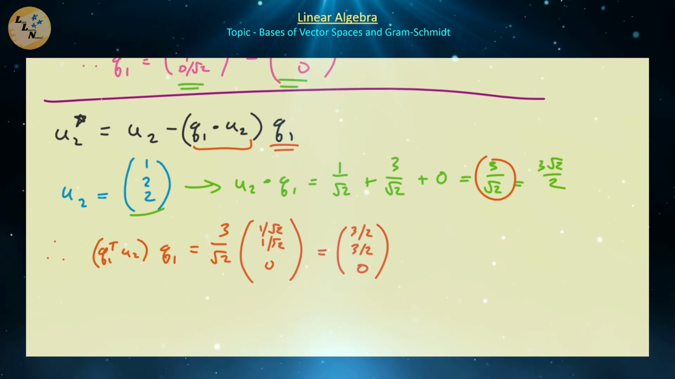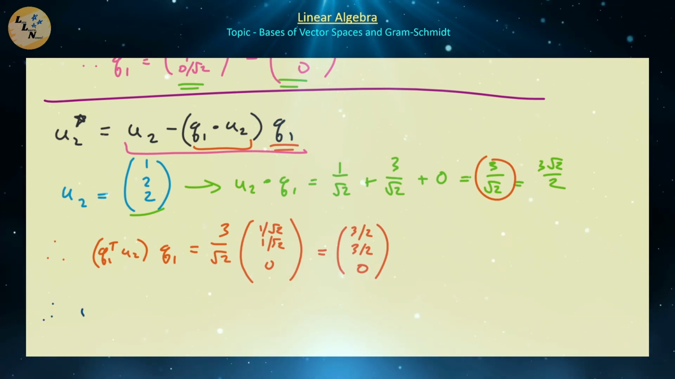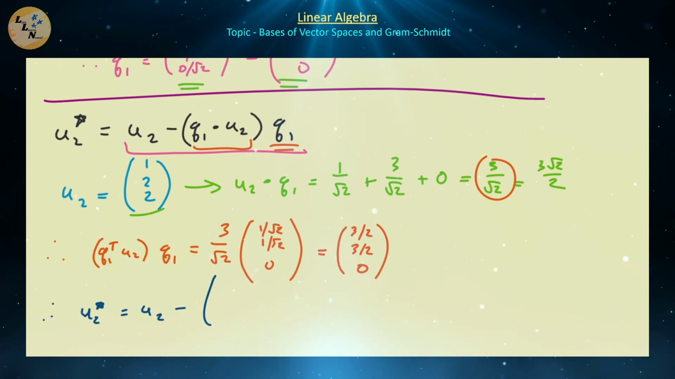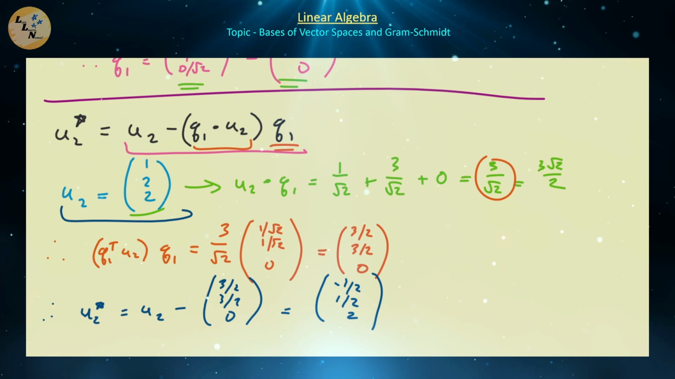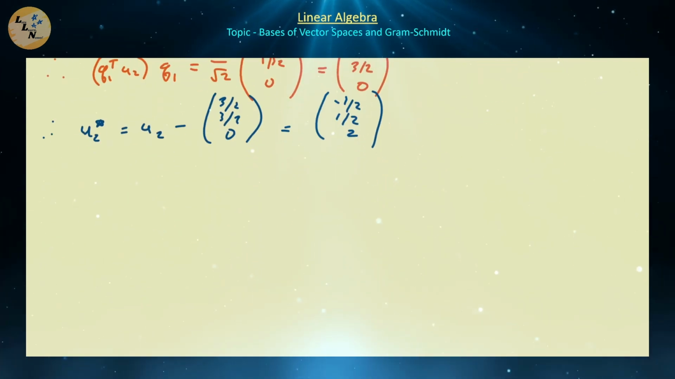Once we have that, we need to change our direction, do U2 minus that vector. So we're going to have U2 star equal to U2 minus 3 halves, 3 halves, 0. Once we use that U2 and get our common denominators, we're going to have minus 1 half, positive 1 half, and 2. Once we have our U2 star, we have a vector orthogonal to Q1.